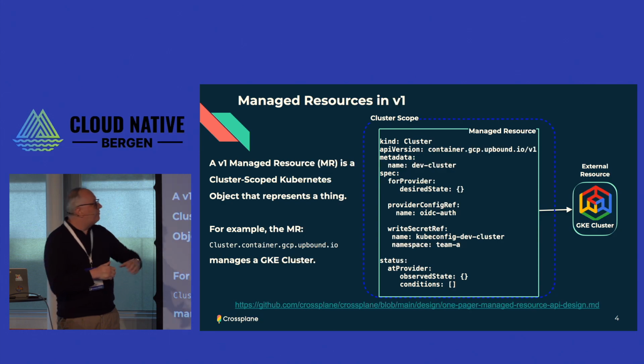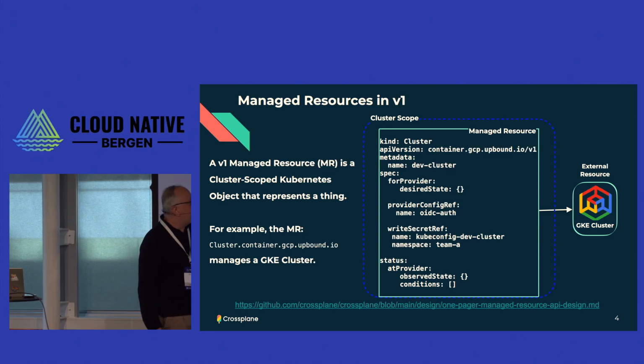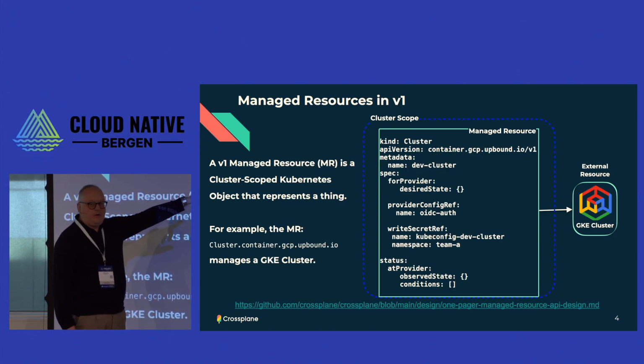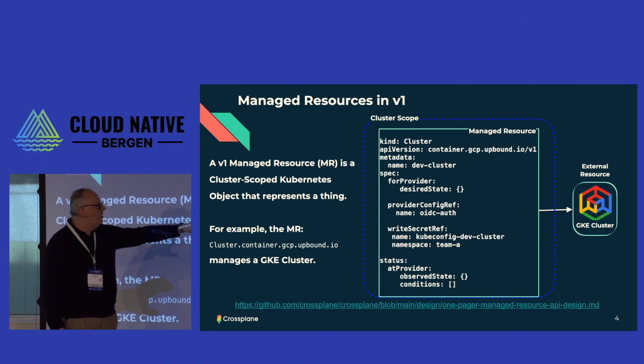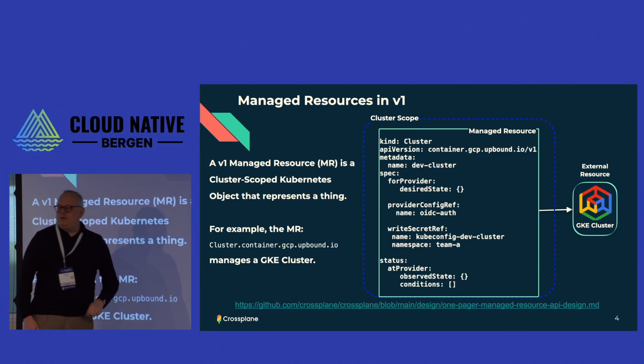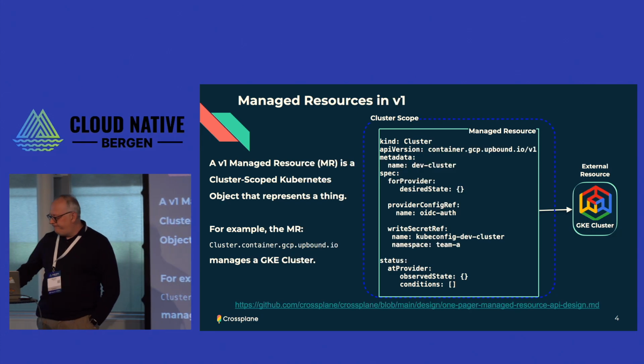So yeah, in this case, we have API version container, like everything, and then it's a cluster kind, right? So Crossplane has one kind for every single individual resource that is out on a cluster. So this one would actually manage a GKE cluster in Google.